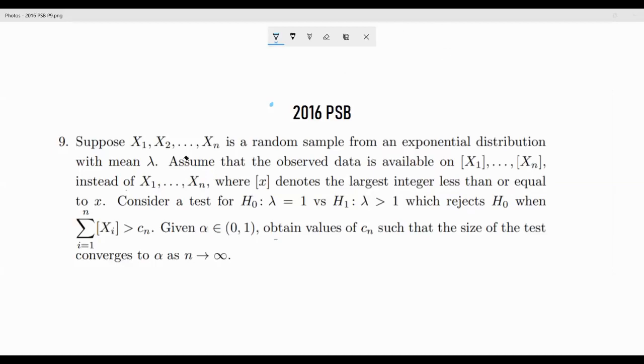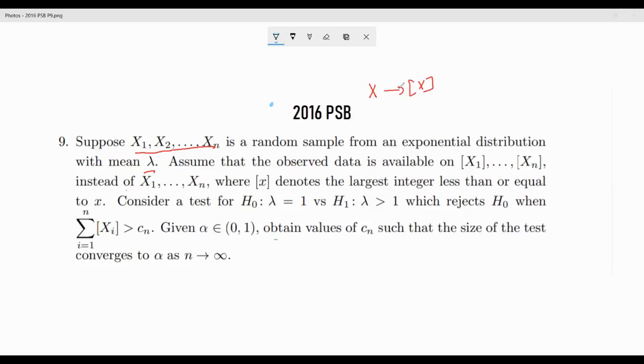The problem says that you have a random sample of size n from the exponential distribution with mean lambda, and the observed data is not x1, x2, ..., xn, but floor of x1, x2, ..., floor of xn. I hope you know the greatest integer function of a number. So essentially, instead of x1, we are seeing floor of x1. We are working with floor of x1. And this transition from x to floor of x via a random variable is really interesting, as we will see now.